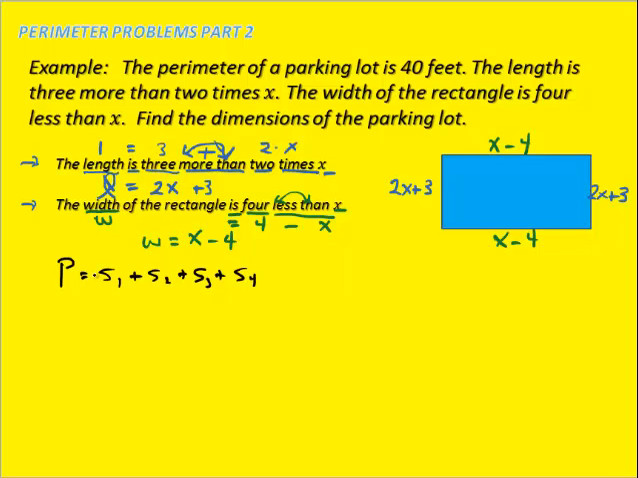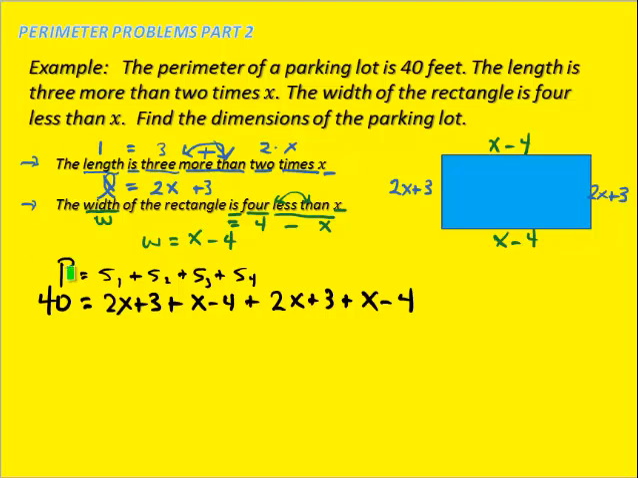Now we'll just plug it into this formula I made earlier and put in what we know. So we know the perimeter is 40. Side 1, I'll just make it 2x plus 3, plus side 2, x minus 4, plus side 3, 2x plus 3, plus side 4, x minus 4. Now you may have chosen to do this and make it 2 times the length and 2 times the width and distributed, and that's okay.